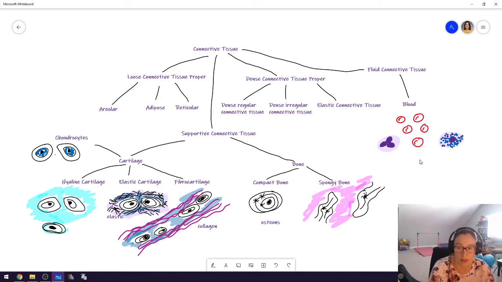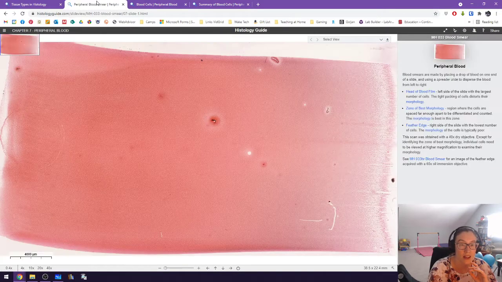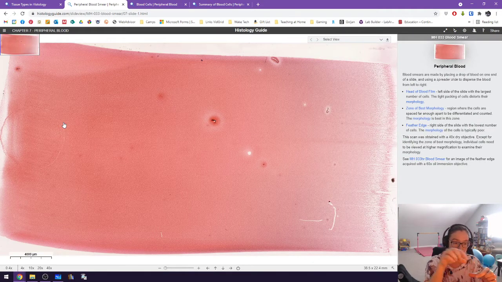And what's kind of cool about blood, though, is with most of the other types of tissue we looked at, it's a solid tissue that we had to embed in wax and cut and section and then put on the slide and then stain. With the blood stain, you actually do what's called a blood smear. And so we can see a blood smear is going to look like this, where you take a little dot of blood in the middle of the slide and you actually just run it along. You take another slide and smear it out.